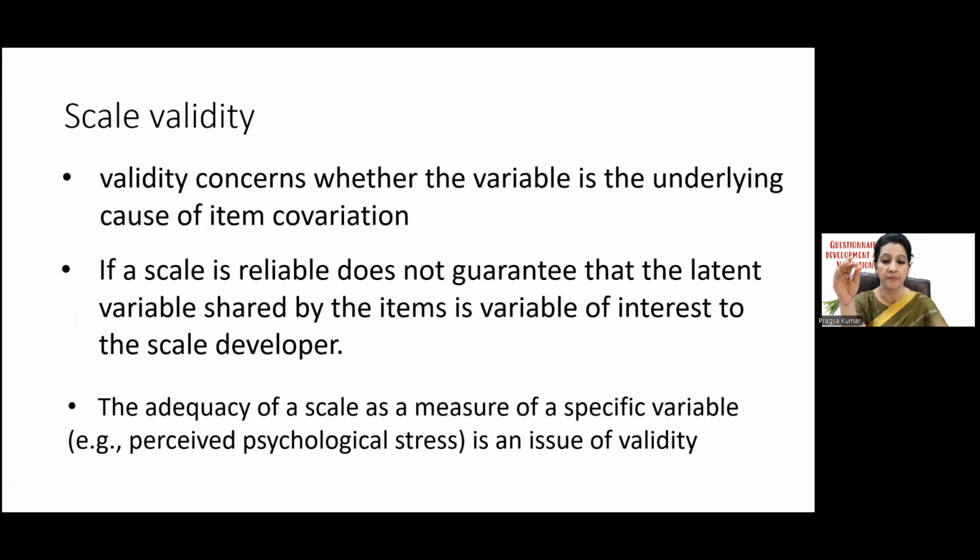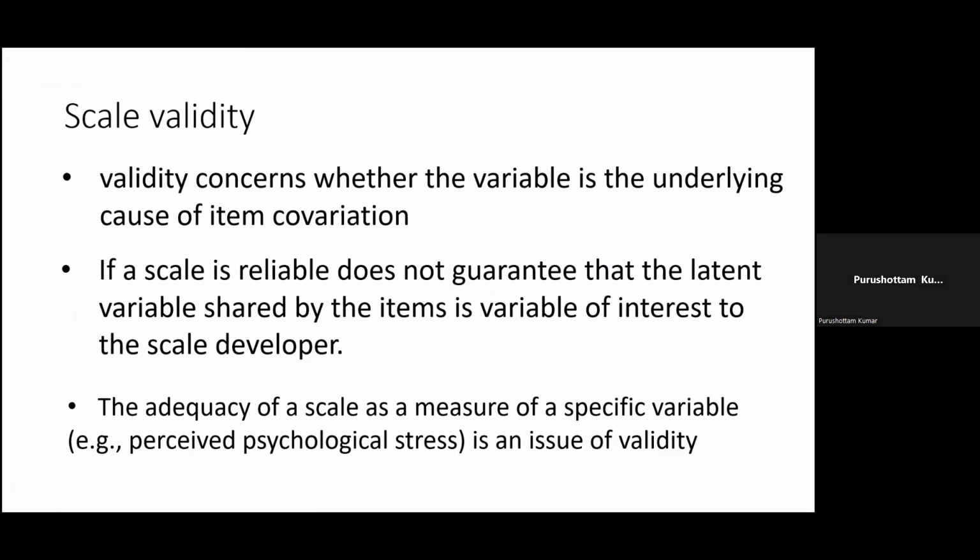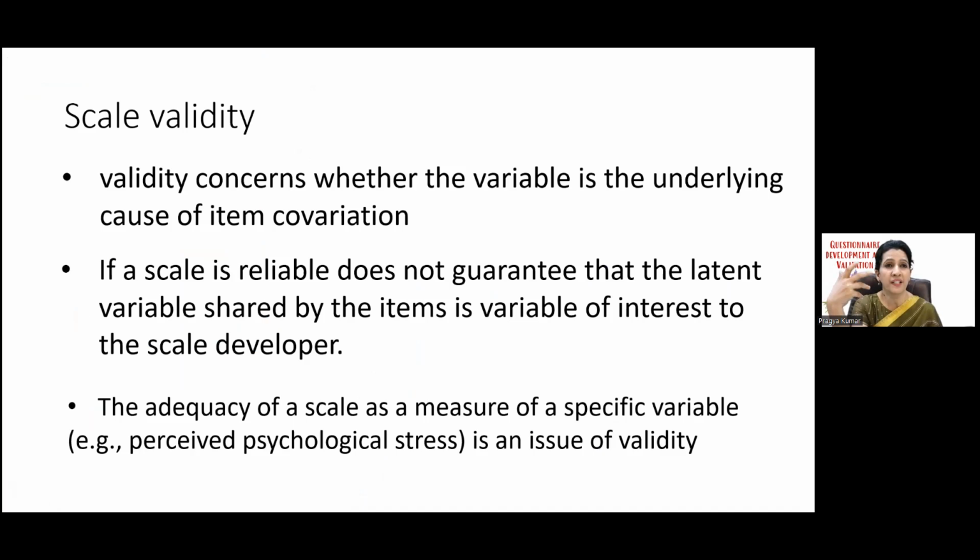That is the validity. So basically this scale validity, Dr. Devjani was talking regarding the covariance. So covariance is basically if Y is changing, this X is also changing. So validity is a concern whether the variable is the underlying cause of item covariation or not. So if a scale is reliable, like in this case, if it is 0.81, it does not guarantee that the latent variable shared by the items is the variable of interest to the scale developer.